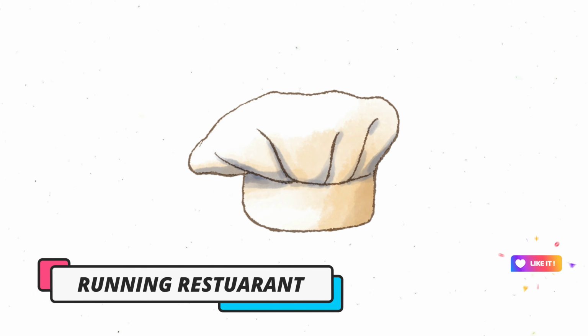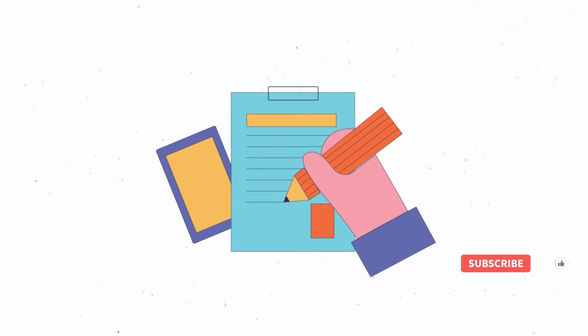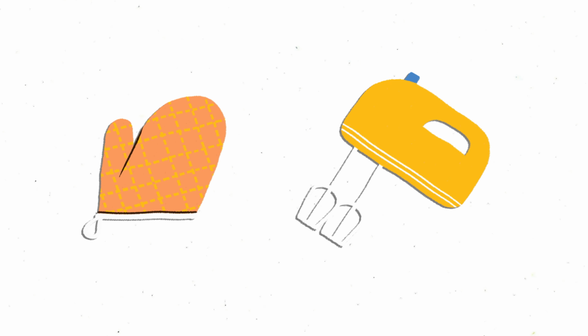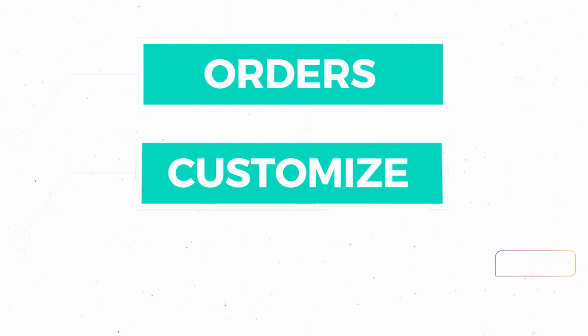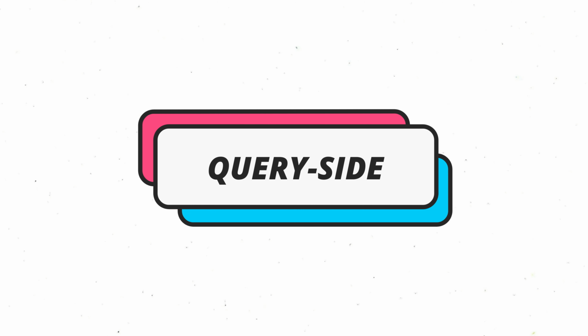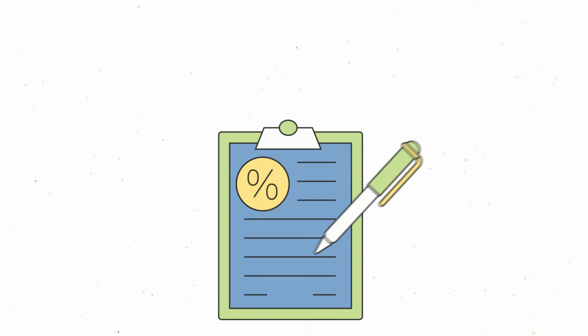Imagine you are running a restaurant. You have got chefs in the kitchen making delicious food, and you have got wait staff taking orders and serving customers. Here is how CQRS is a bit like that. On one side, we have the command side. This is where we cook and prepare the food. That's like making changes. When a customer orders something new or wants to customize their dish, we as chefs handle that. On the other side, we have the query side. This is where the wait staff take orders, check the menu, and serve customers. They don't cook, they just find and present information.